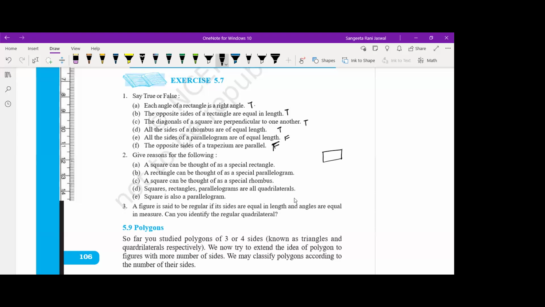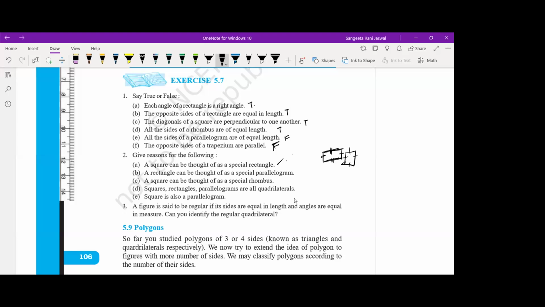Yes, we can take it. Because in a square, we know all sides are equal. And a rectangle says that the two opposite sides are equal, like this. When we talk about its area or perimeter, the perimeter is the sum of all four sides. But the only thing is that the length measure is different in this. So a square is a special type of rectangle only.